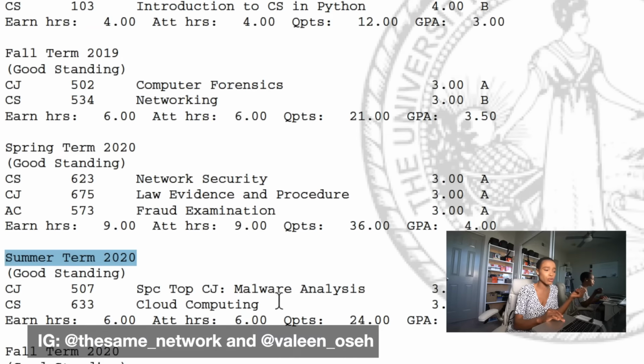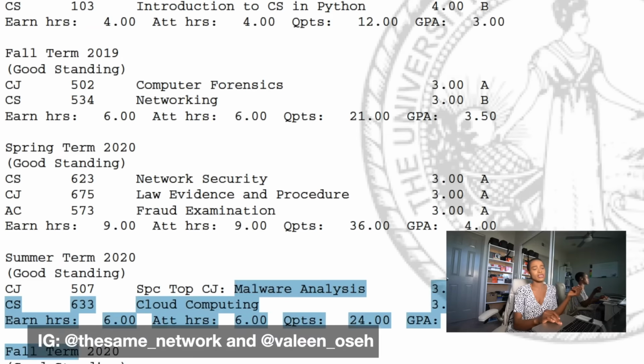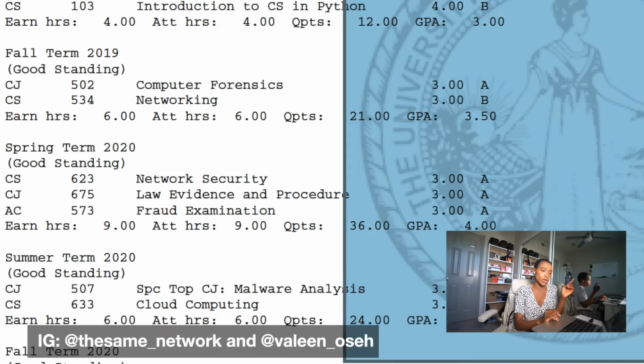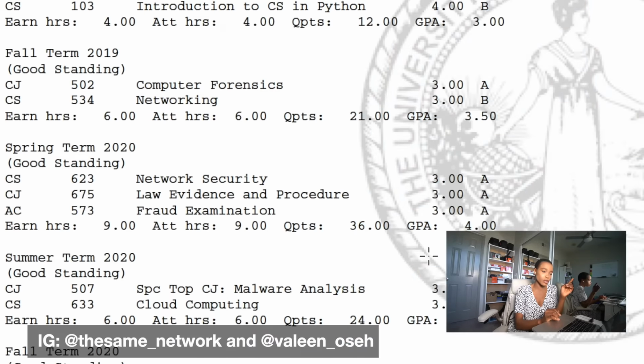I also took cloud computing. Cloud computing is basically AWS, all of those cloud security things. I think I took another course, cloud security, that we'll talk about very soon. So yeah, in this semester, which was the summer of 2020, I had a 4.0 as well, as you can see, for the summer term 2020.